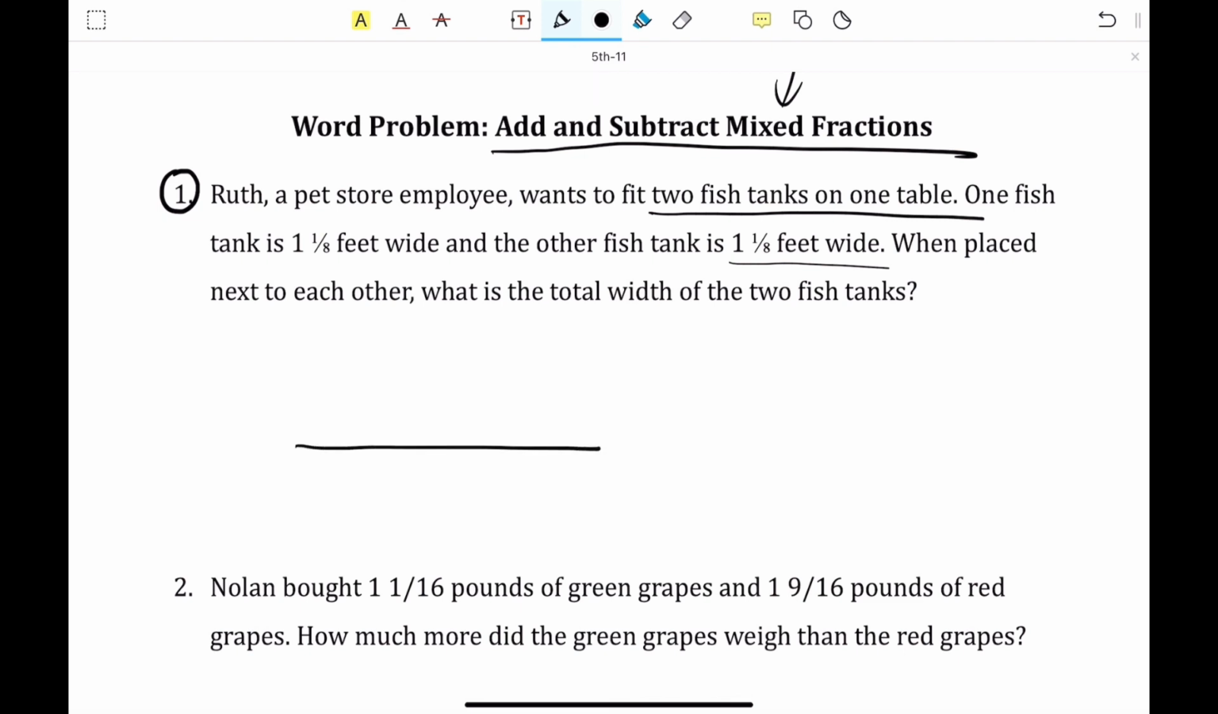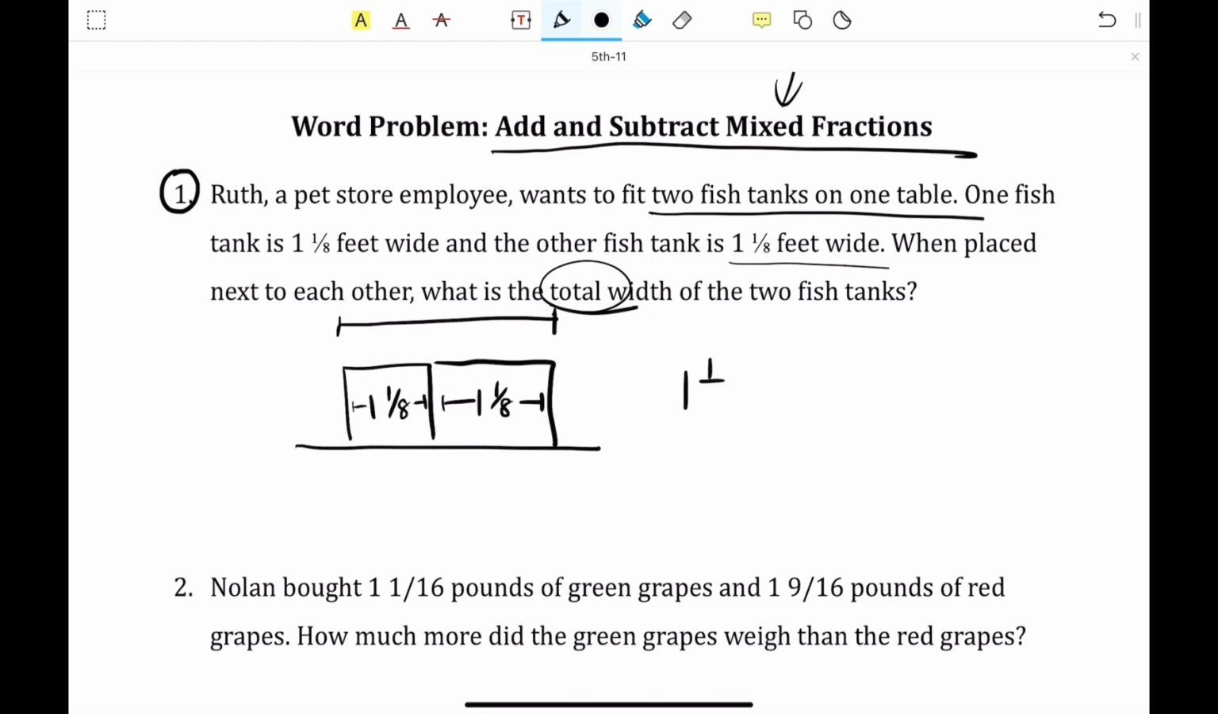So you're trying to fit 2 fish tanks on one table. I'm trying to measure the total width of the 2 fish tanks. And we know both of them are 1 1/8. So we want the total width, so what you have to do is add them. Now when you're adding mixed fractions, separate the whole numbers and separate just the fractions. The whole number will equal 2, and just the fraction will be 2/8. So your final answer is 2 and 2/8.